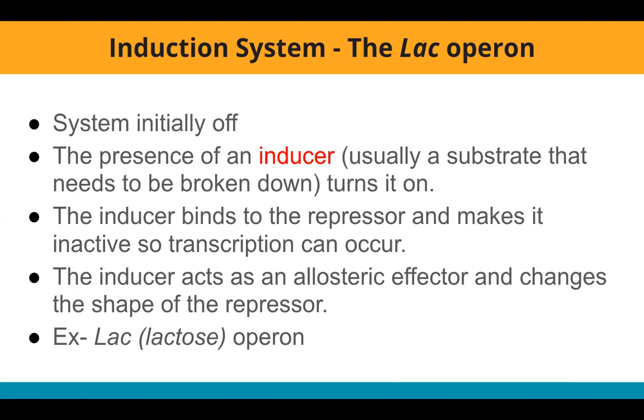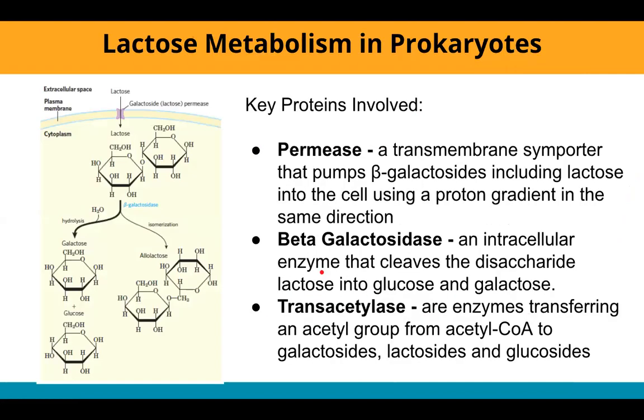It binds to the repressor, and once that inducer binds to the repressor, it makes it inactive. So it causes transcription of the genes involved in the lac operon. The inducer acts as an allosteric effector and changes the shape of the repressor. An example of which, again, is the lac operon, the lactose operon.